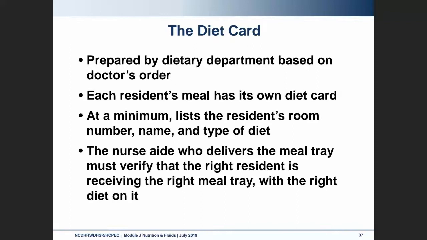Mr. Smith, room 303, and the diet card says he's on a pureed diet, and I look at the plate and I don't see anything on there as pureed. He's got crackers, pasta, etc. Then I need to stop right there and get clarification, because I don't want to cause him to aspirate, choke, and have a lot of problems. So let's talk about some of these diets.